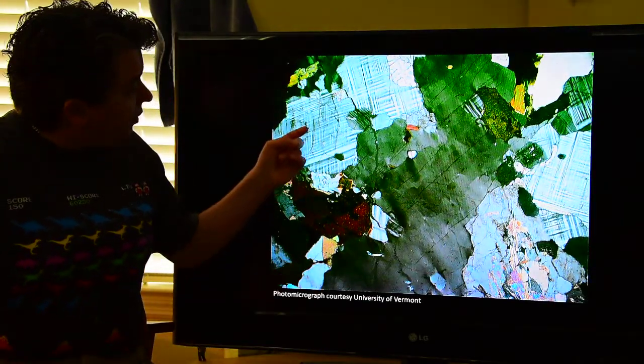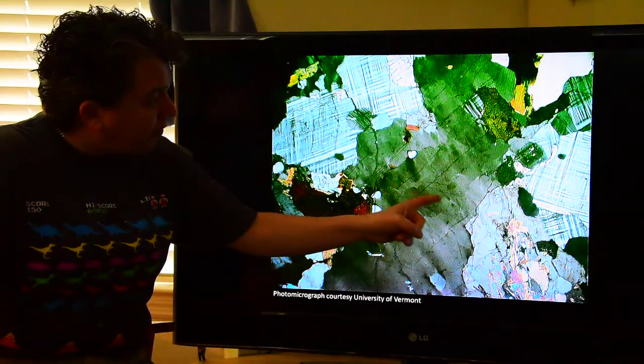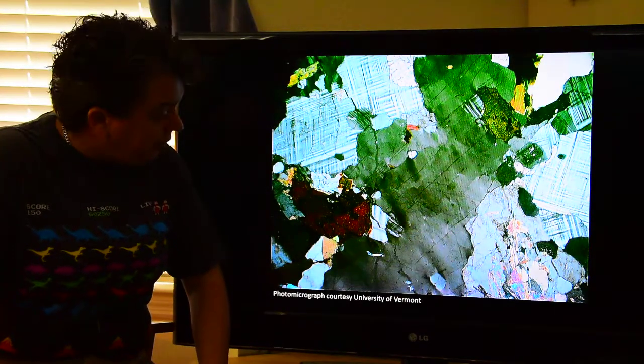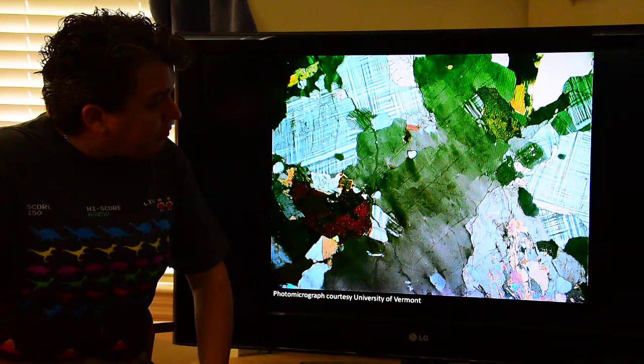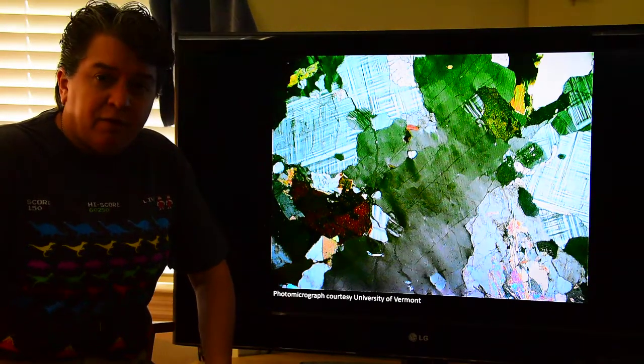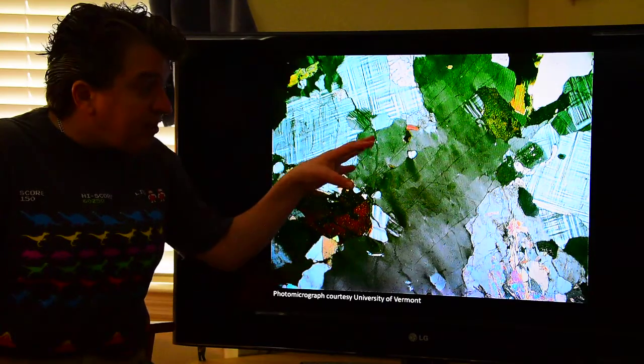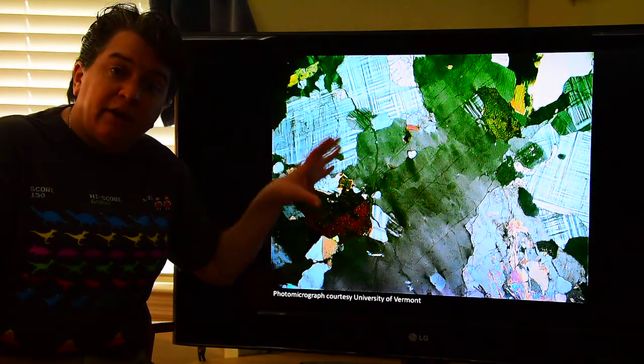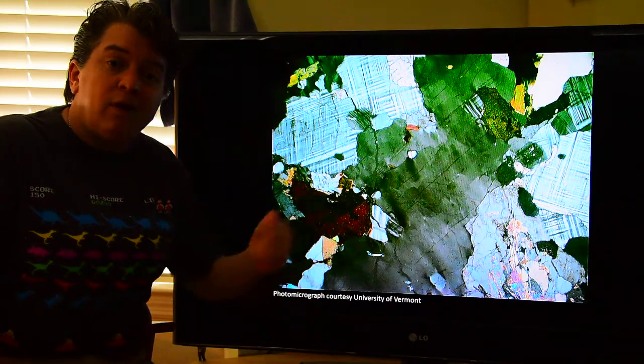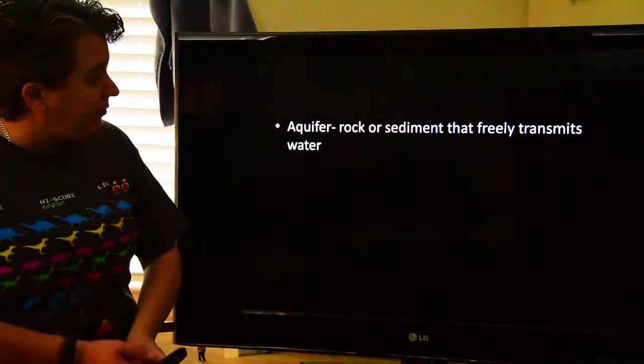In this case, again, these different colored areas are grains of sand. But one thing you don't see in there is much porosity, right? There's not a lot of open space, and we don't see any blue. So this would be low porosity and low permeability. Water would not be able to pass through that.